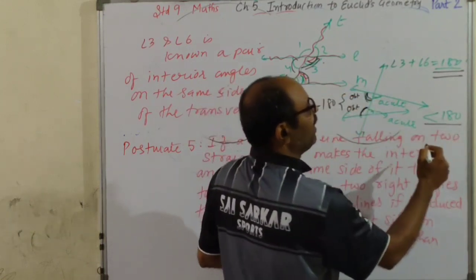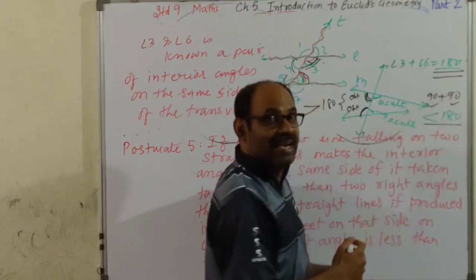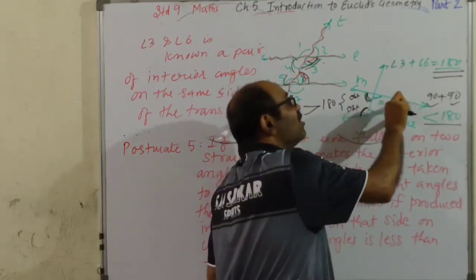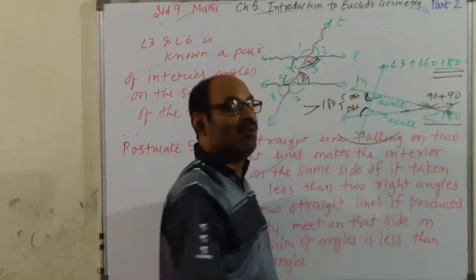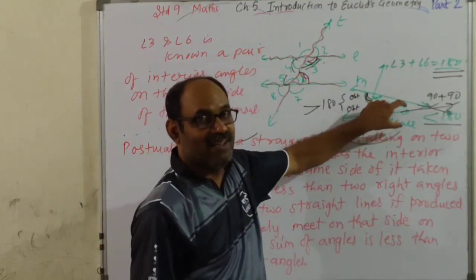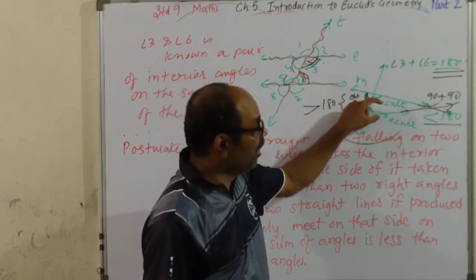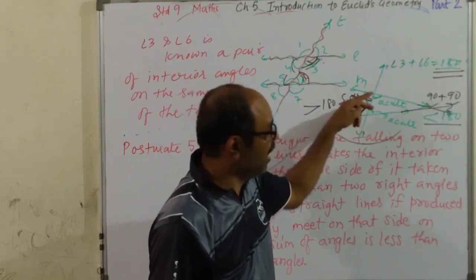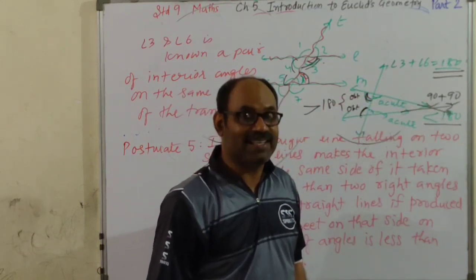It is less than 180, meaning less than 90 plus 90, meaning less than two right angles. So on that side these lines are going to meet. On that side, the lines are not parallel, because the total measure of the interior angles is less than 180. On the side where it is less than 180, the two lines will intersect each other.